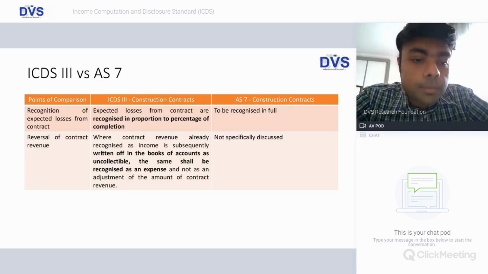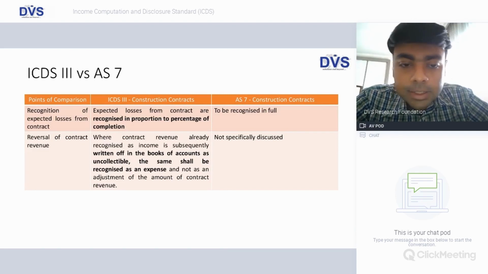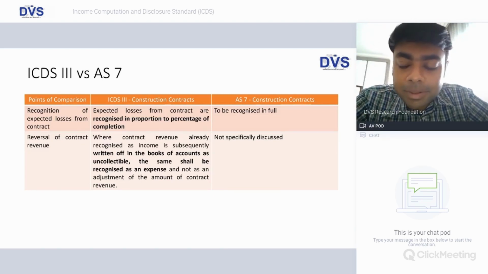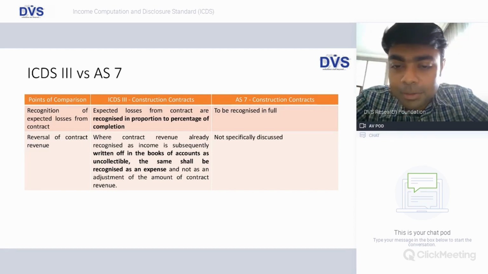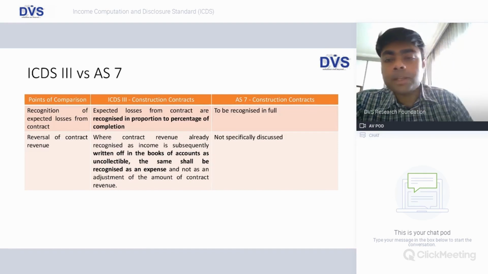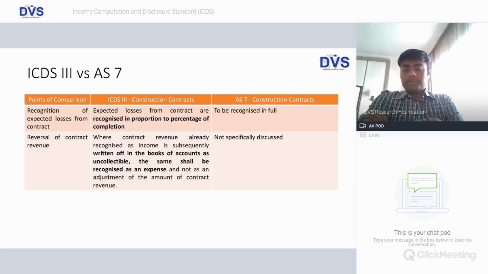Next, expected losses in the contract are recognized in proportion to the percentage of completion, whereas when it comes to AS 7, it is recognized in full. Again, look at the intent, friends. See, these are some of the issues where the income tax department, if you have completed 50% of the contract and you know that the contract is heading for a loss, will not allow you to recognize 100% of the loss. They will say you will recognize only 50% because only 50% is complete.